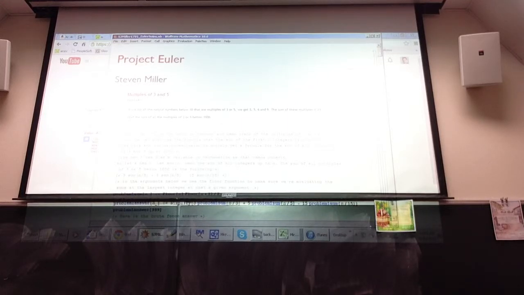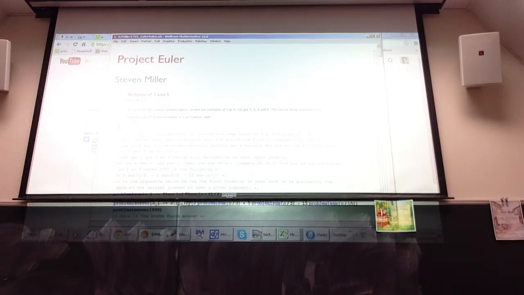So hopefully this is readable. It says here, multiples of 3 and 5. We list all the natural numbers below 10 that are multiples of 3 or 5. We get 3, 5, 6, and 9. We sum them, we get 23. What is the sum of all multiples of 3 or 5 below 1,000?